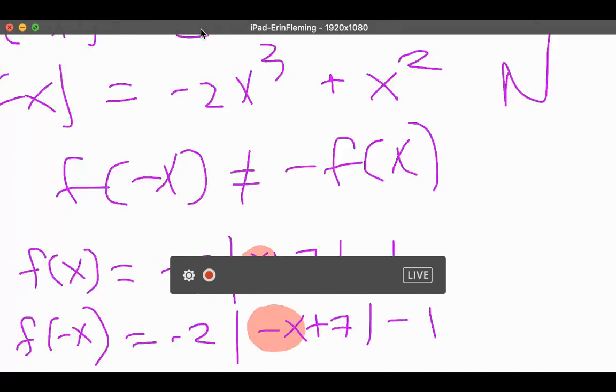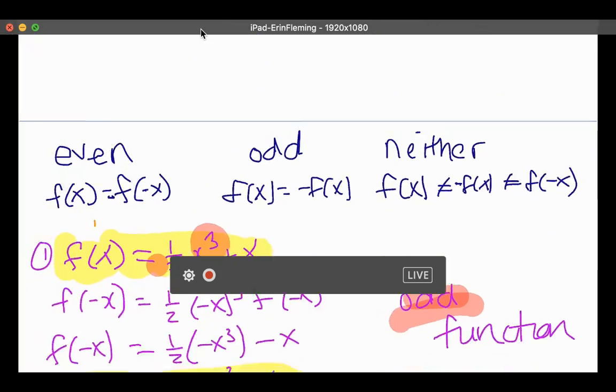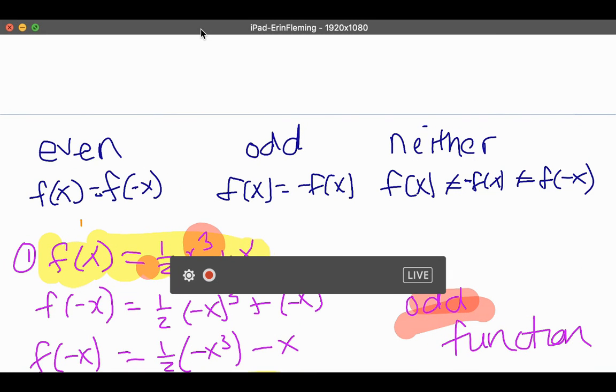So when it comes to evens and odds, let's scroll all the way back up here to the top and make sure you have this written down. If it is an even function, your function, if you do it for the negative, is going to come out the same as it did when it was positive. If it's odd, it's going to come out to the opposite. And if it comes out to anything else, it's going to be neither. So that's how you determine even and odd using algebra.